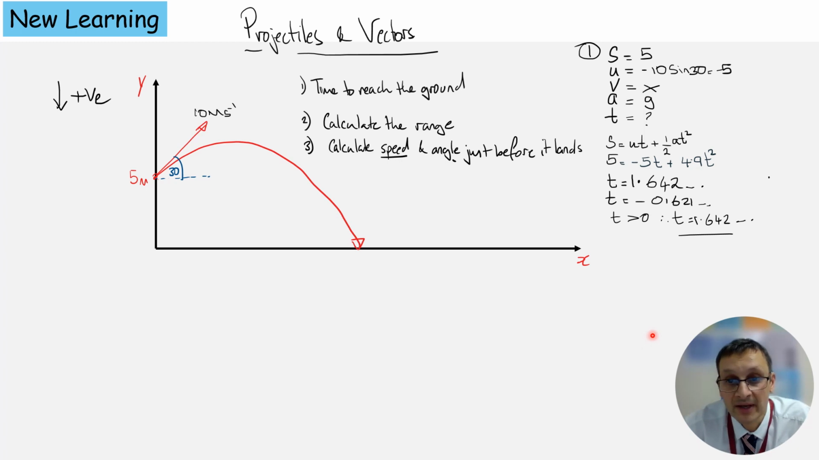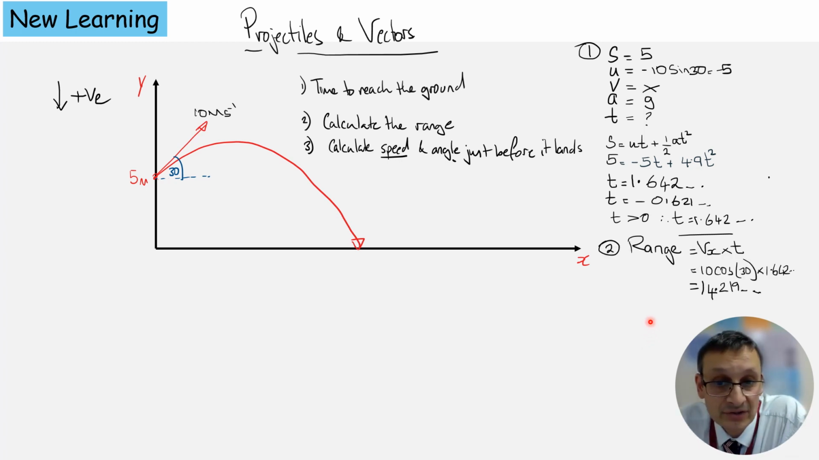Our next job was then to calculate the range, and in order to calculate the range we don't have any acceleration in the horizontal direction, so we can just use our velocity times time for the displacement in the horizontal direction to calculate the range. That's essentially what I've done here. I've kept the time with a couple of dots after it, because I've just stored the time into the calculator and I just keep recalling that value when I need it.